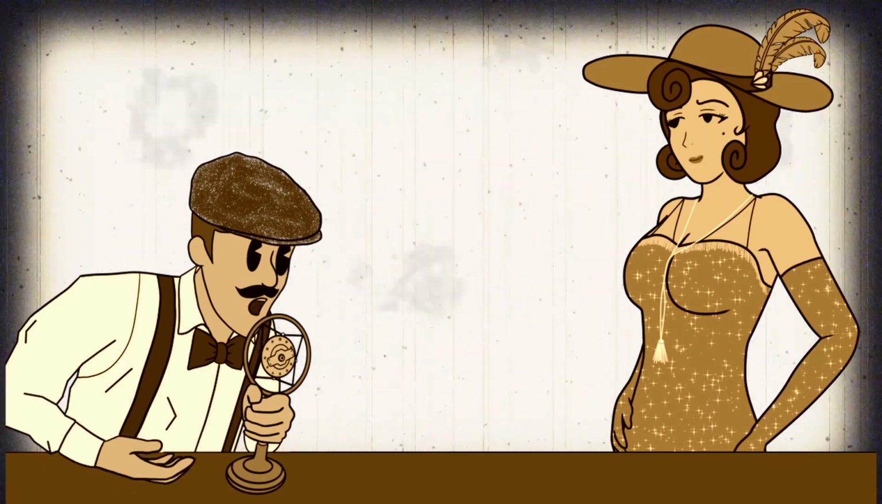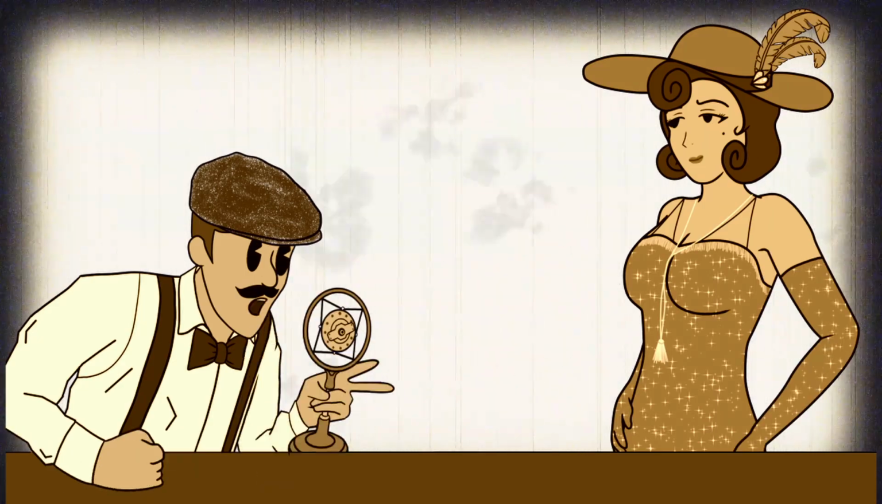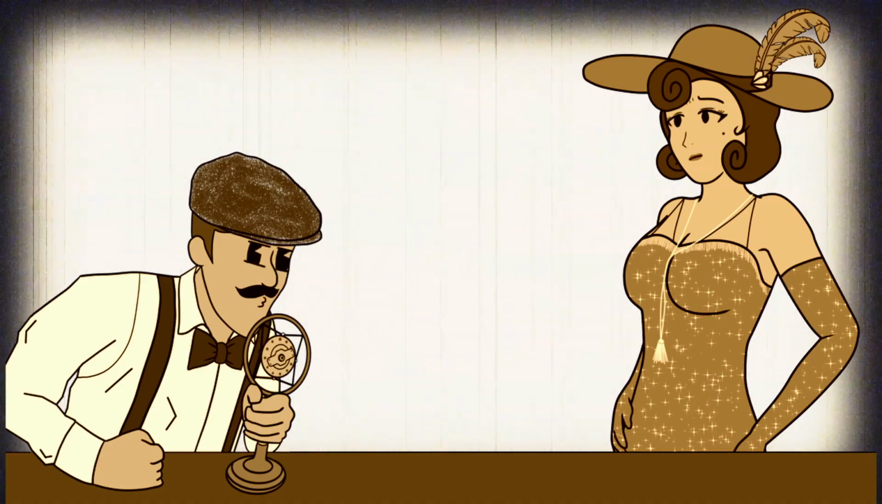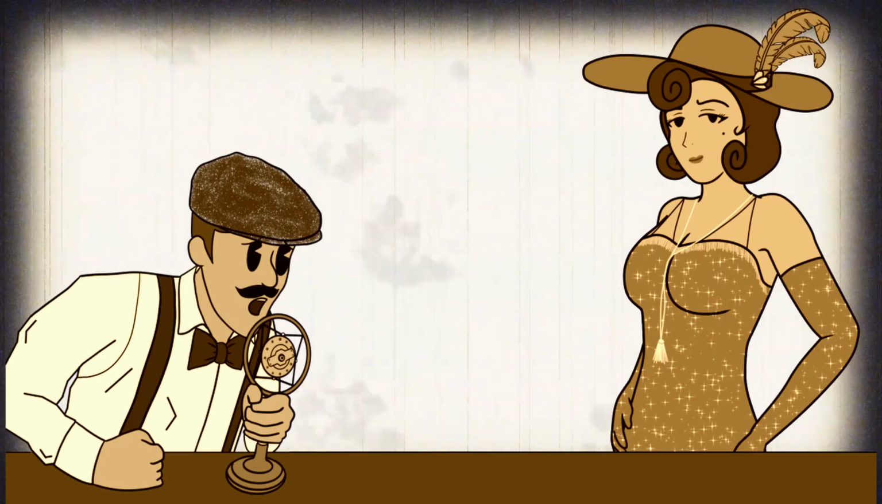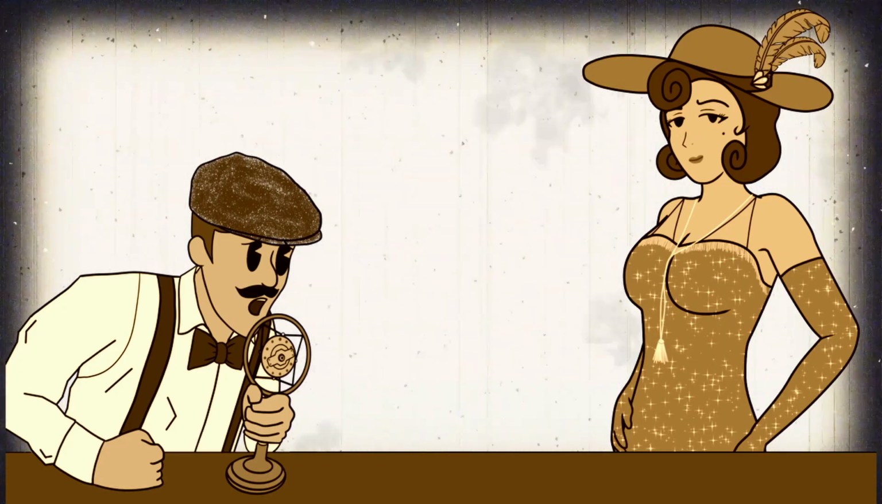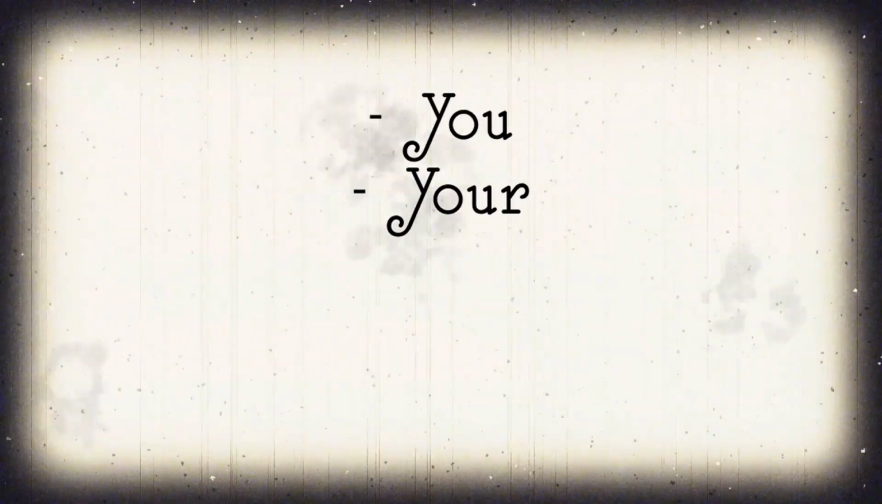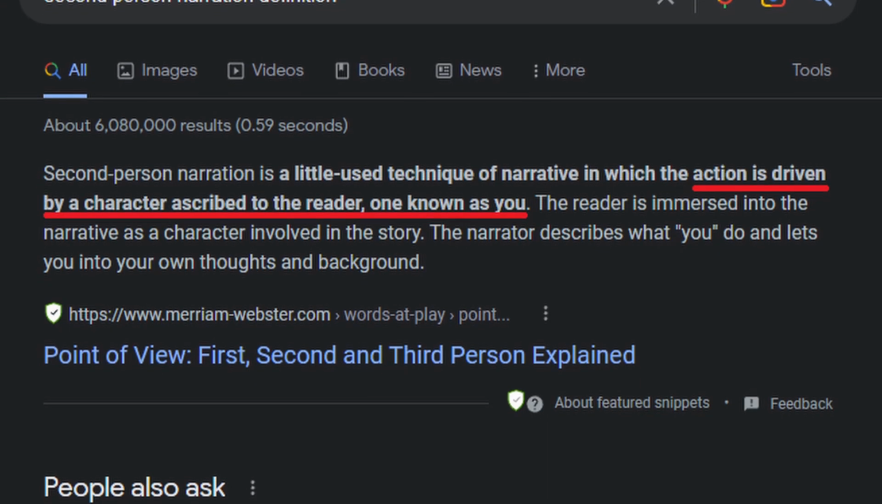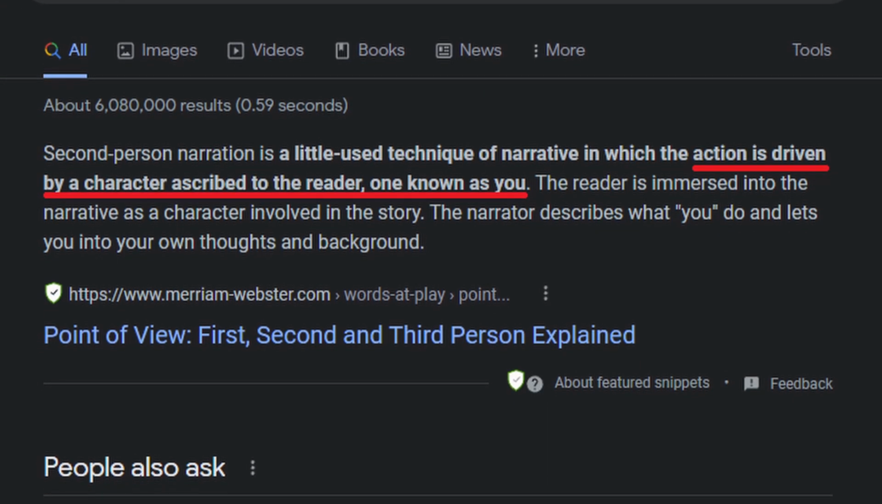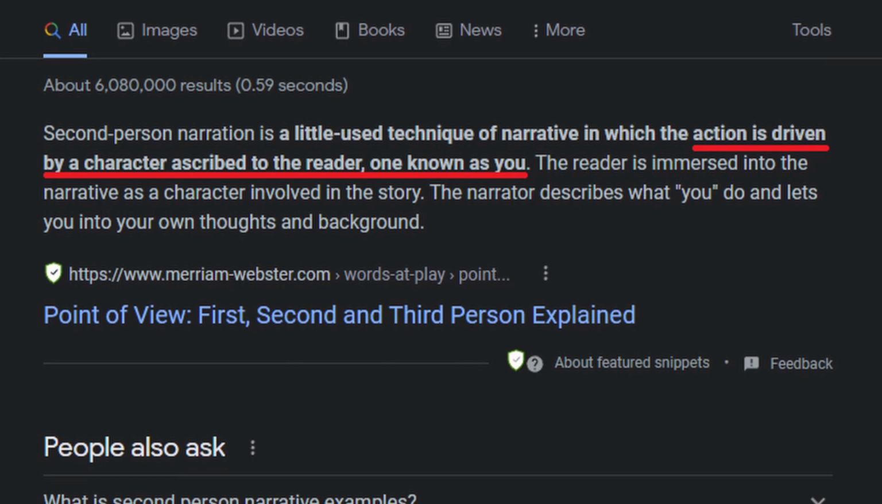Writing help, first-person perspective, second-person perspective, third-person perspective. There's too much information sometimes, and that can lead to some confusion about some common, less discussed topics, like second-person point of view. A way for people to recognize second-person narration is the use of pronouns like you, your, yours, yourself, and so on. According to the mainstream definition on Google, second-person POV is exclusively giving the reader action.